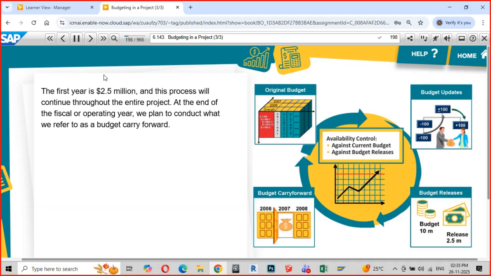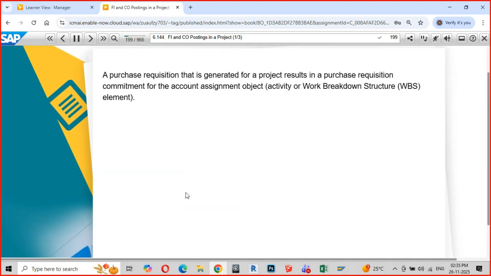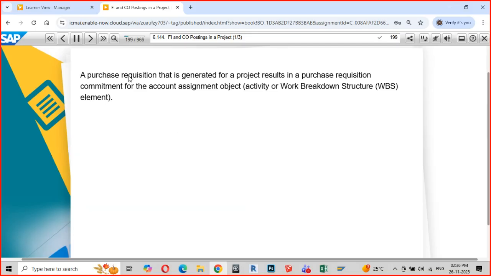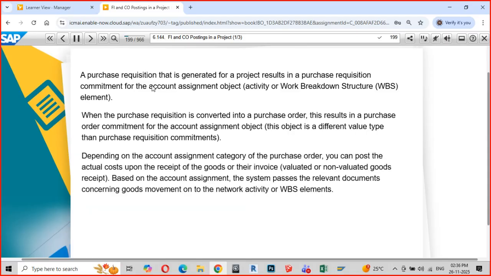He has given you a few examples. FI and CO postings. As I said, the data flow into the CO module can be from any module, and PS is one of the strong contenders where you can expect a lot of things happening between CO and PS. Clear?